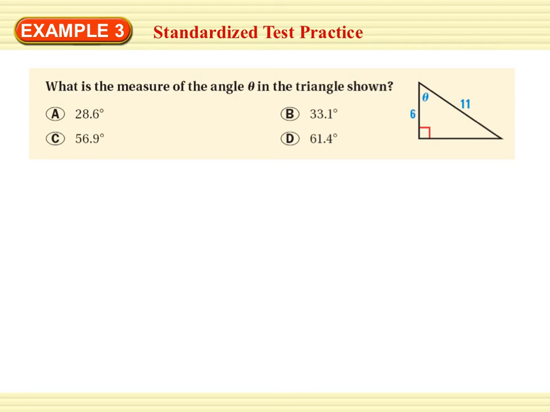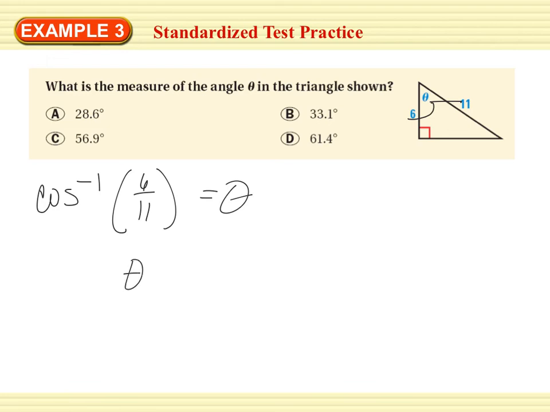What is the measure of the triangle theta in the triangle shown below? So I'm not sure, but I know theta can be adjacent over hypotenuse, which is cosine of 6/11 equals theta. So let's do it. Cosine -1, 6 divided by 11, and that gives me 56.9 degrees.